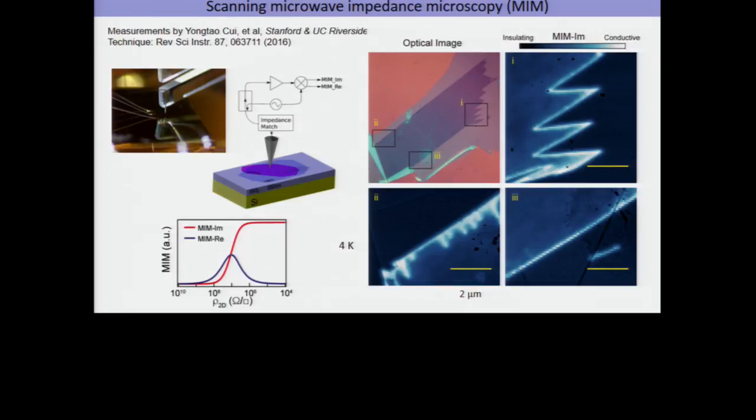Oh, that's a 2-micron scale bar there. This is about 80 microns across. That's by far the biggest piece of WTe2 we ever found, actually. And Yongtao went and destroyed it by scanning a focused X-ray over it to see if he could pattern it, but fortunately it was after he'd taken these nice images.